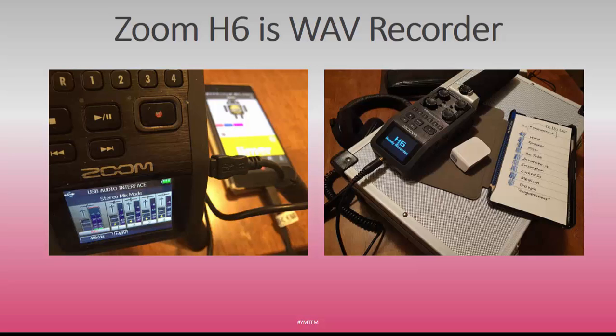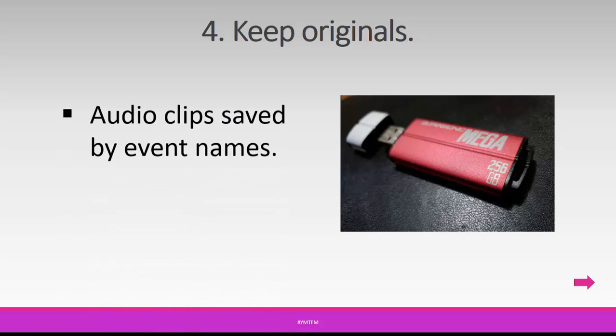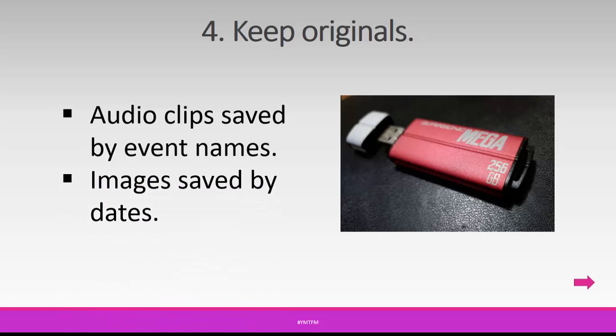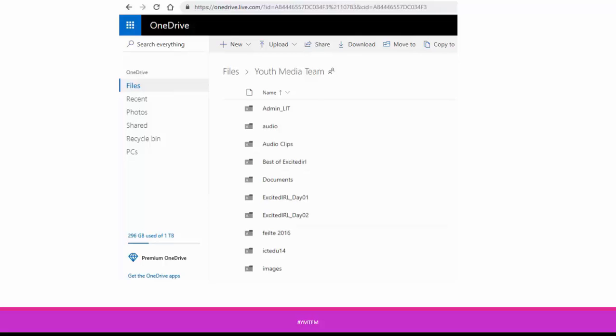We keep all the originals as we cut our stuff from one source to another. Everything, audio clips, are saved in folders by event names. Everything, the images, are saved by the date group, so it's really easy to try to find something after the fact. We can look back to 4 years of content, all fitting inside one single thumb drive. We go inside the OneDrive space that we use. You can see different clips that we've saved based on the event names, Excited, Failsha, ICT, EDU, and so forth. Everybody needs cloud storage as well as local storage space.